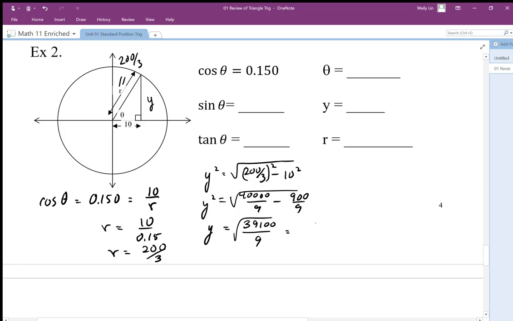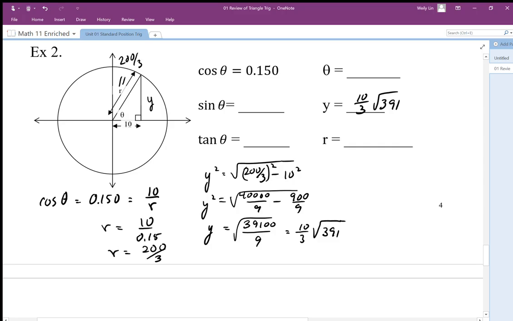And I'm just going to simplify that, factor out the 10. So it's going to be 10 over 3 square root 391. So there's my y coordinate. I'm going to write some of this down here. So y is equal to 10 over 3 square root 391.